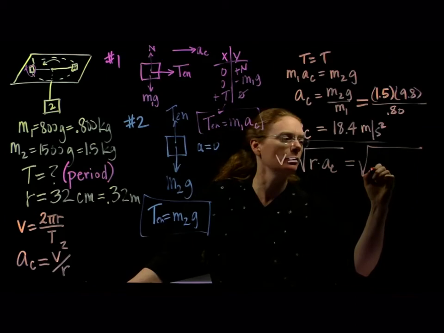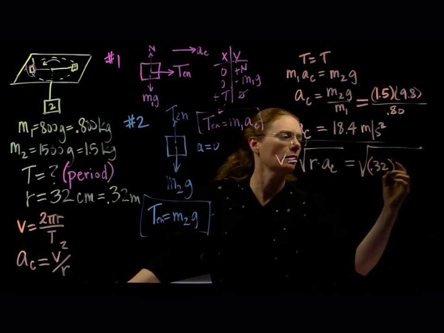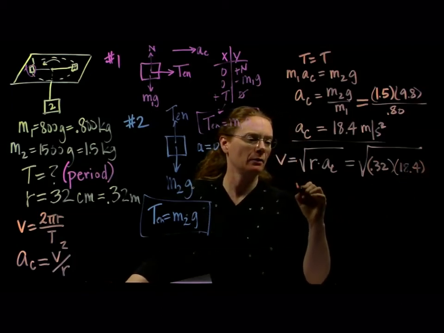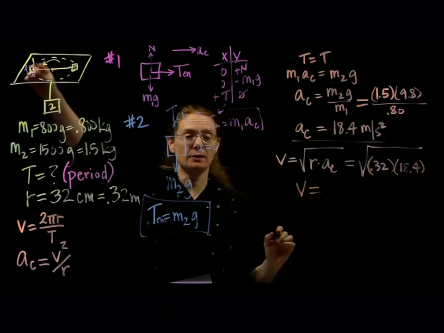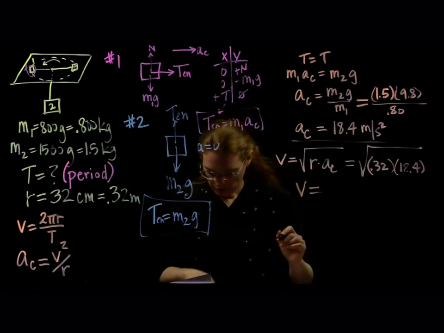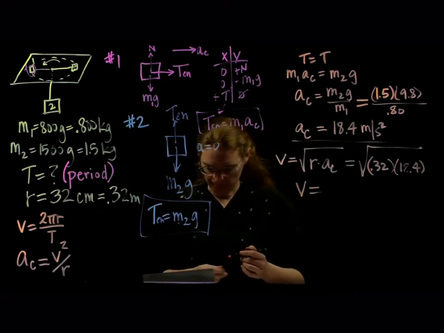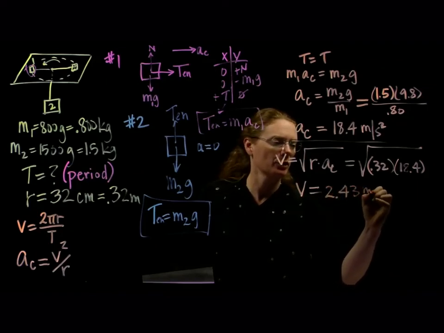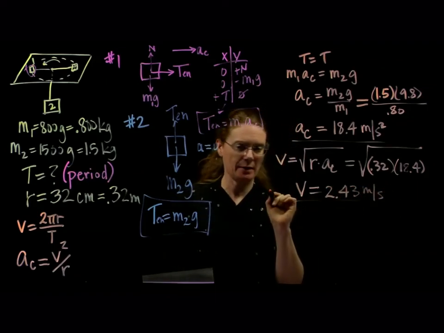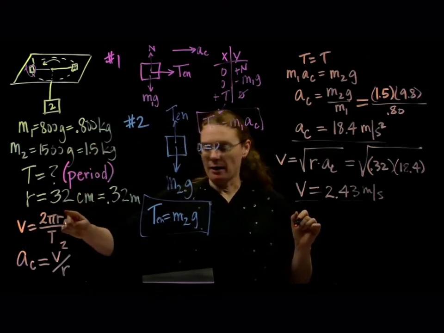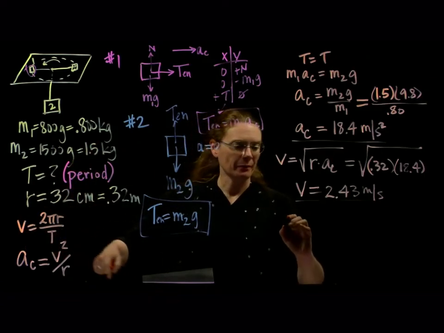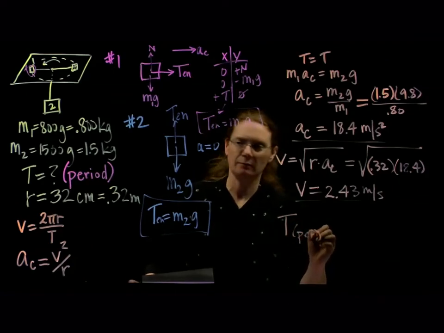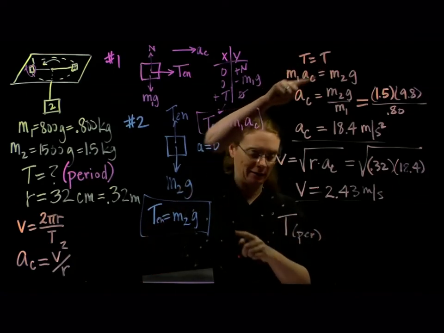Radius is 0.32. Ooh, squeaky marker. 18.4. And if we do that, the velocity of this thing as it's going around is 2.43 meters per second. Next step is done. Now I have velocity, I have radius, I can get my period. So the period, now this is the T that's the period, not that T or that T or that T.